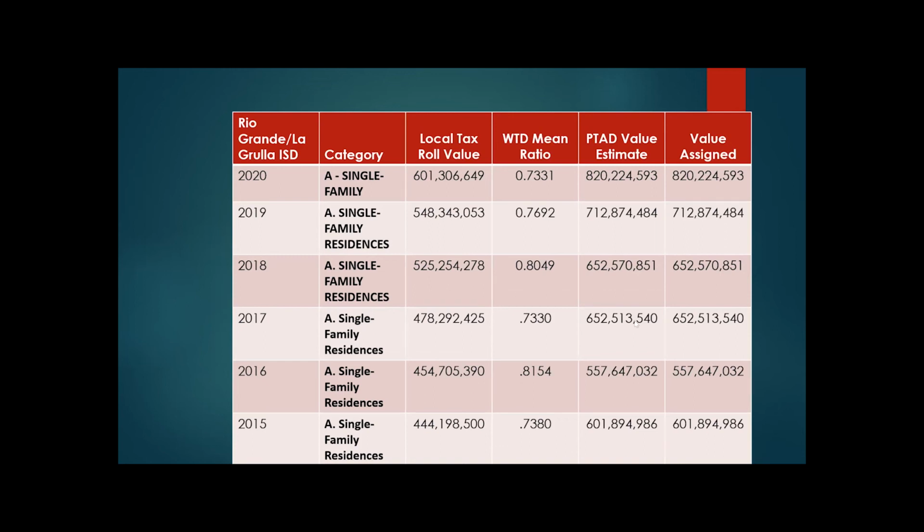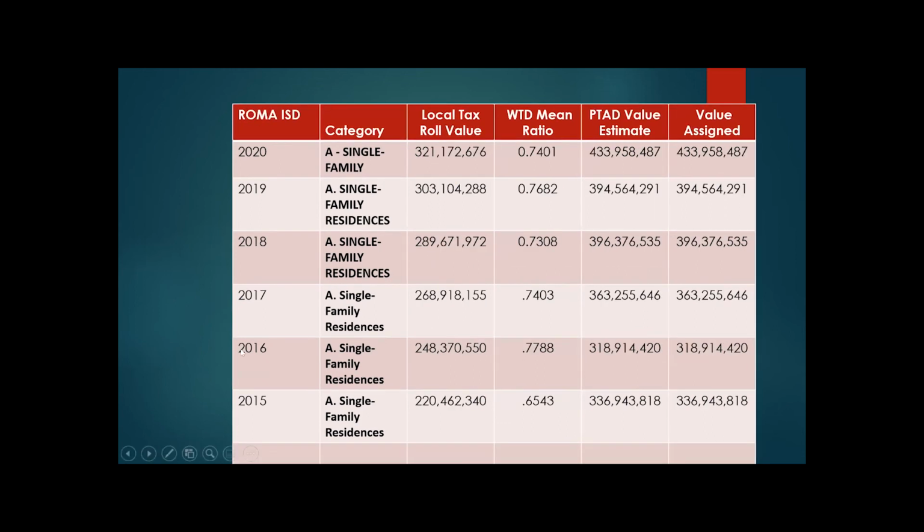If you move on to the next slide, this is the Roma ISD. You'll notice the same from 2015 to 2020. Of course, we've been increasing it a little bit, and then we go down, and it's difficult to maintain and to keep up with what the Comptroller wants us to do, and also to keep up with the taxpayers and the local issues that we have in our office.